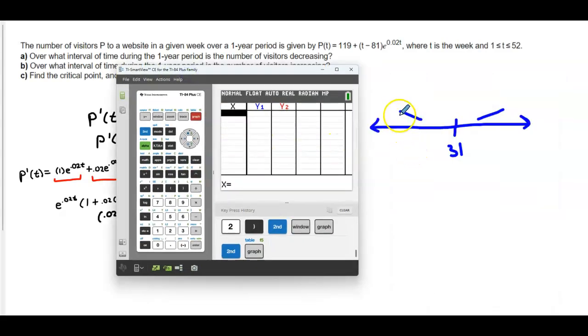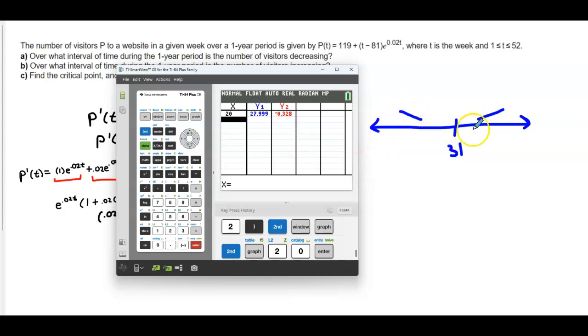Now we care about what's going on to the left of 31, and we should be careful to make sure we're on this interval 1 to 52. So you can really choose any number between 1 and 31. Let's use 20. Y2, which is the derivative, is negative. So that matches what we have over here, right? The derivative is negative, so the function should be going down.